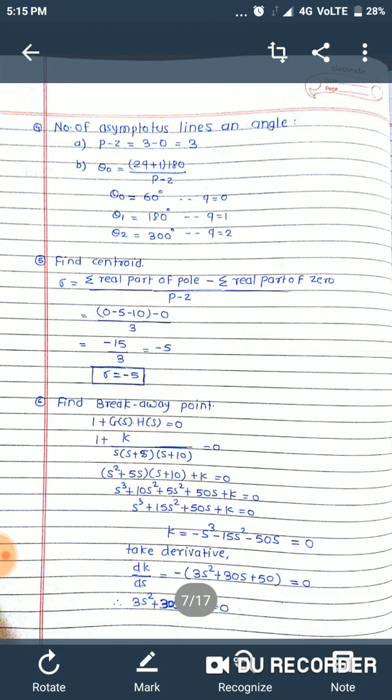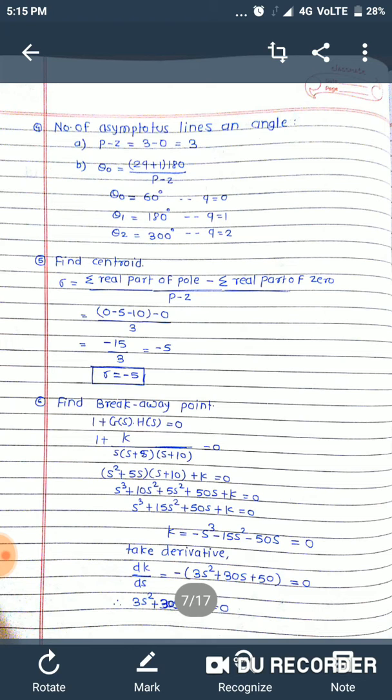Now the next step is to find the centroid. The formula is: centroid is equal to the summation of the real parts of poles minus the summation of the real parts of zeros. There are 3 poles, one at 0, another at minus 5, and the third at minus 10, and you take the summation of those. Minus the summation of real parts of zeros: not a single zero is present, therefore minus 0. Divided by P minus Z: number of poles is 3, number of zeros is 0, so 3 minus 0 is 3.